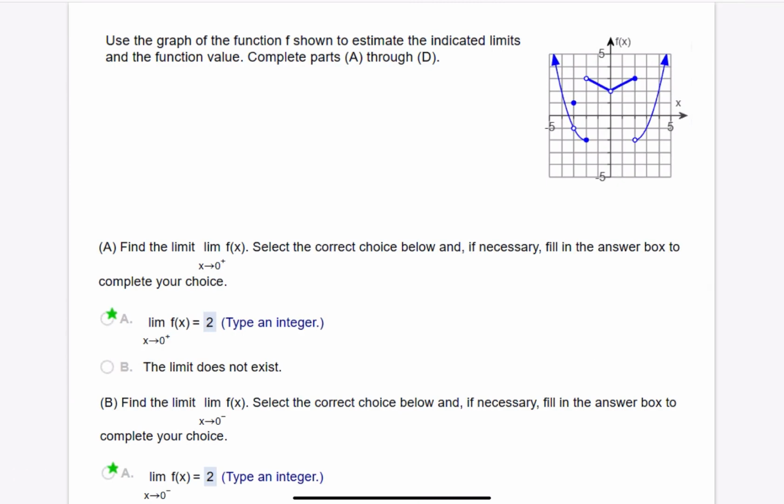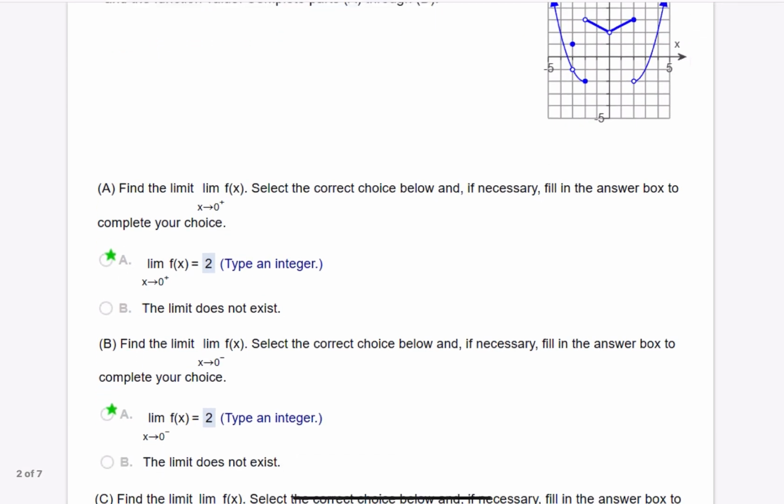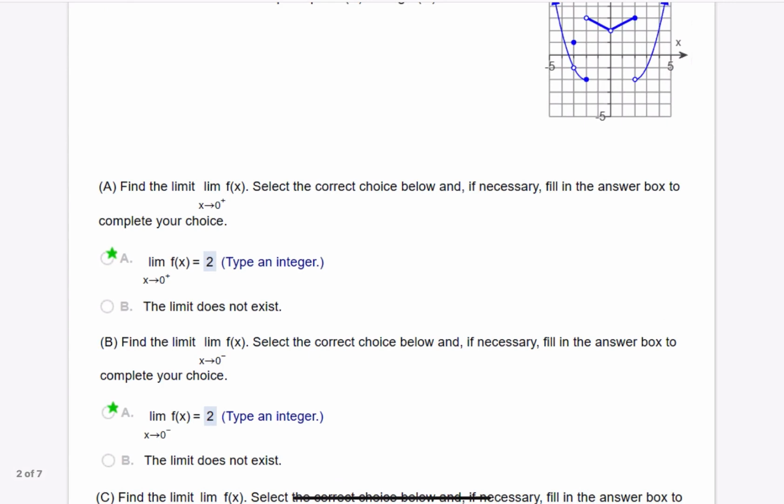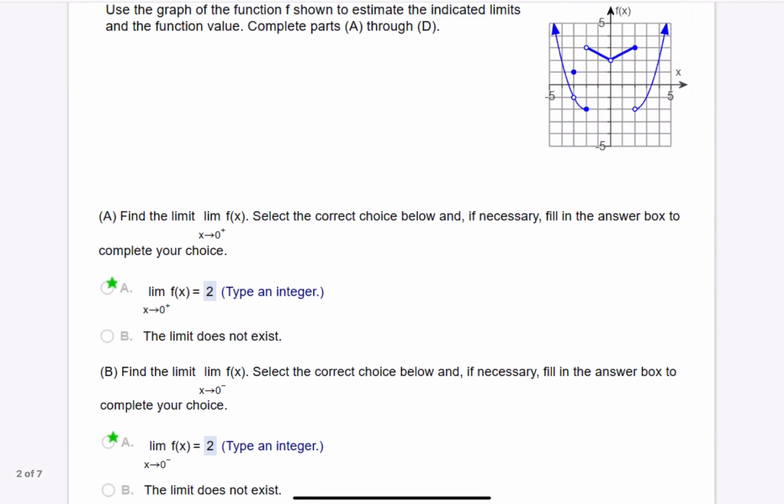Sometimes I pick odd numbers, sometimes I pick even, but I make sure I cover pretty much every problem. Now it says use the graph of the function f shown to estimate the indicated limits and the function value. They're asking me to complete. I do have answers here so that I can see and you can see that we're on the right track. Okay, so let's go ahead and see what the first question says. It says find the limit of f of x, and select the right answer.